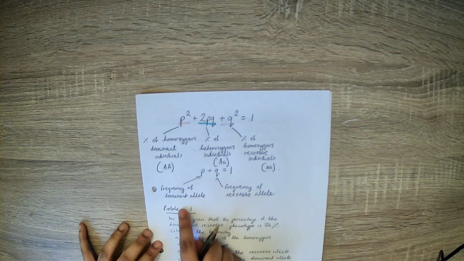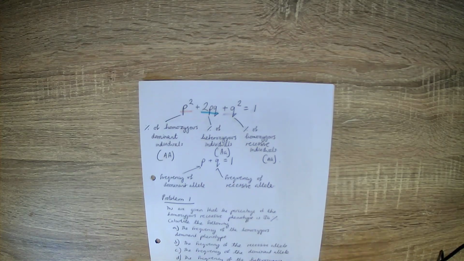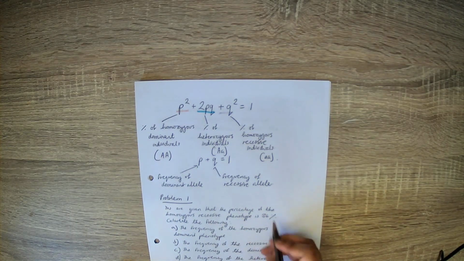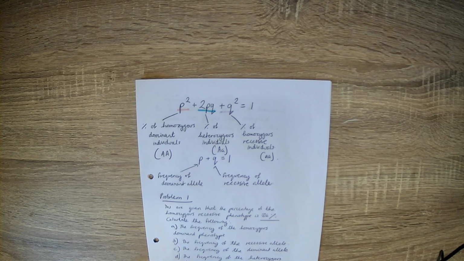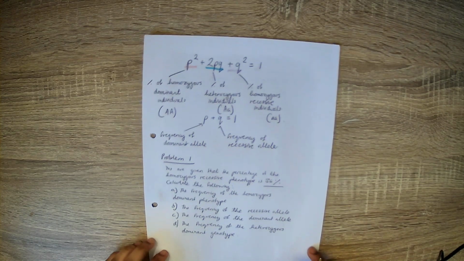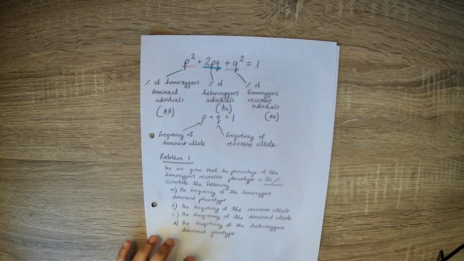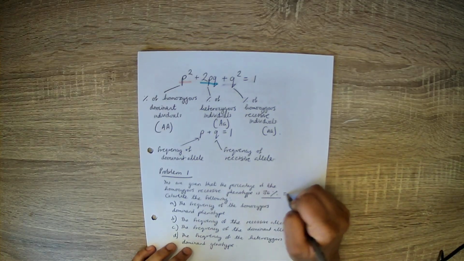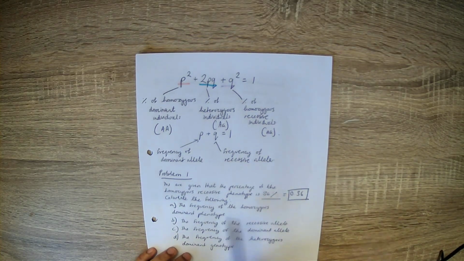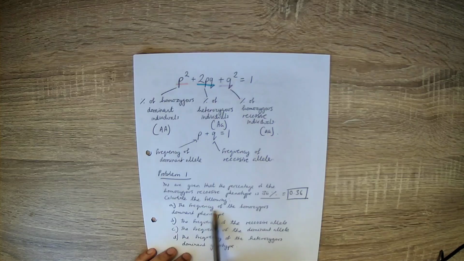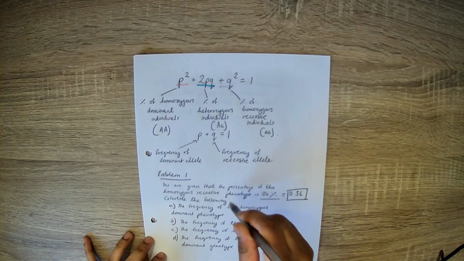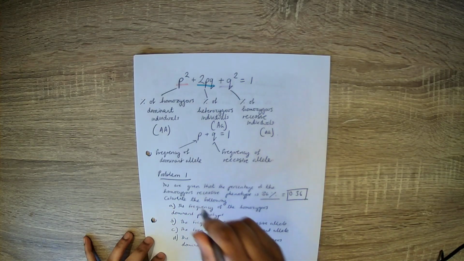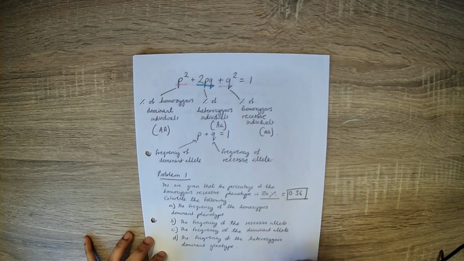Okay, problem 1, we are given that the homozygous recessive phenotype is 36%. Now, we can actually work out an awful lot of information given just 36%. Now, first thing you want to do is you want to convert this into a decimal. Calculate the following: the frequency of the homozygous dominant phenotype. Now, what I want you to do is, before we start looking at the question, we want to work out what we already have. So homozygous recessive is aa.